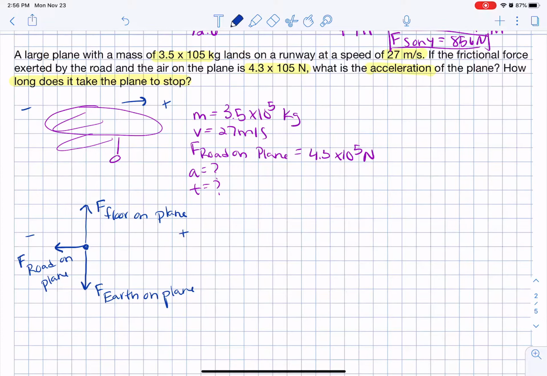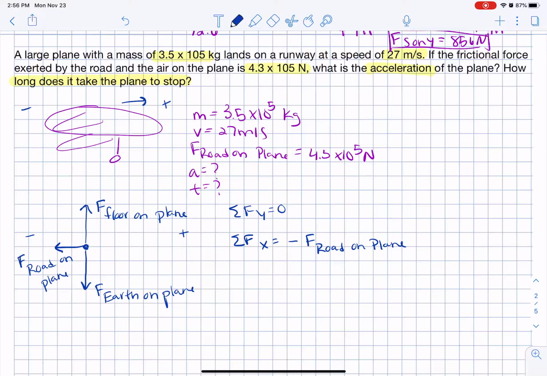Now notice that there's nothing pushing it in the positive direction. It's just moving because it was already moving. So I'm not drawing any forces in the positive direction. So here I see that my sum of the forces in the y direction is 0, and the sum of the forces in the x direction is going to be negative force road on plane.